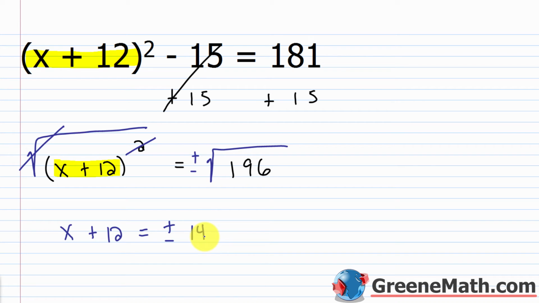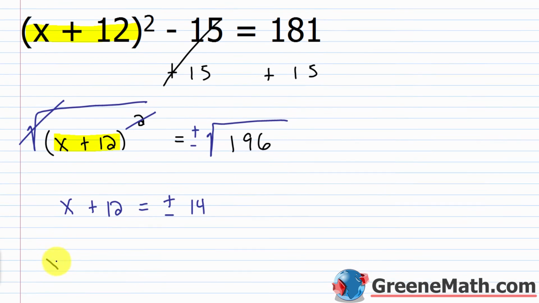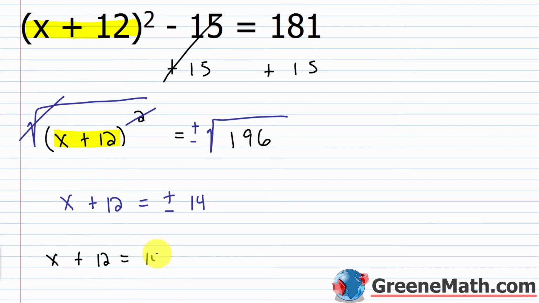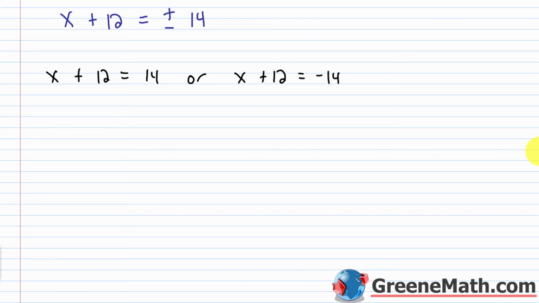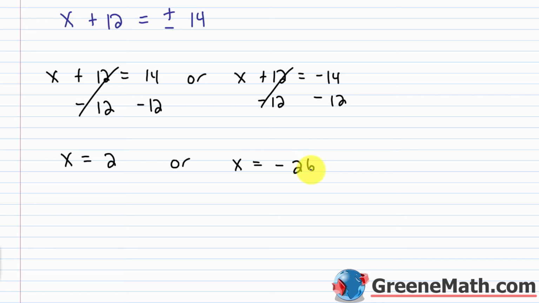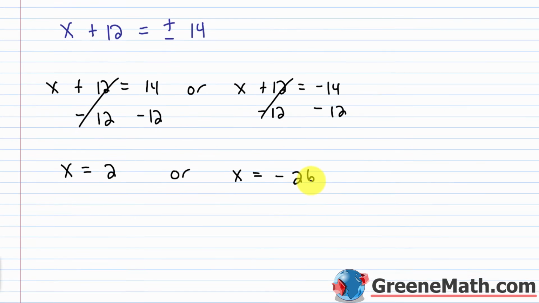So I've got two different scenarios here. I've got x plus 12 is equal to 14, or x plus 12 is equal to negative 14. And you've got to go through both of those because those two different solutions are needed to get a complete answer. So we'll subtract 12 away from each side here. We'll get x is equal to 2. Then, or, we'll subtract 12 away from each side here. We'll get x is equal to negative 26. So those are your two solutions. x can be 2 or x can be negative 26.